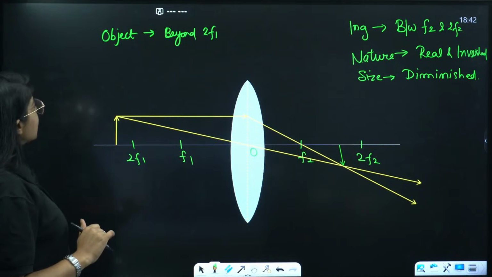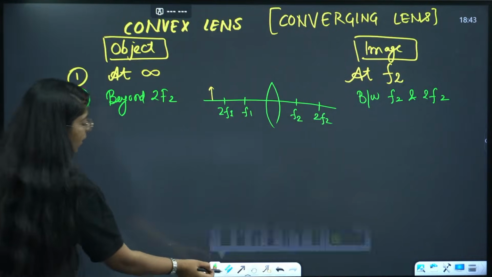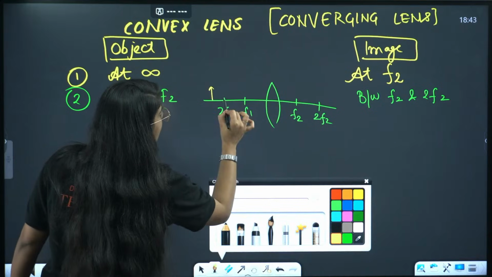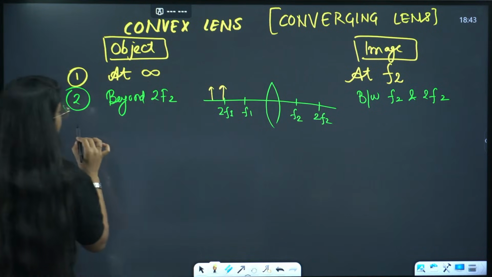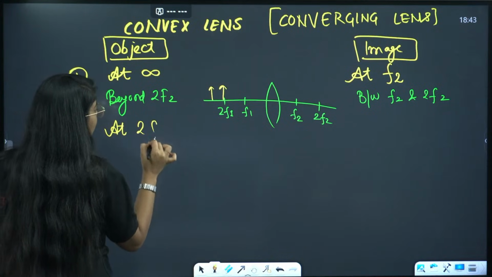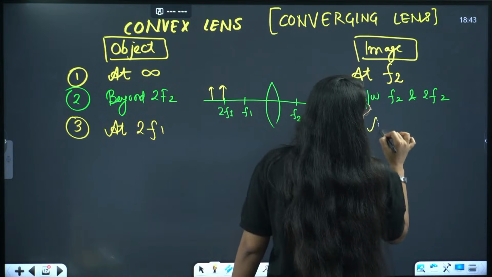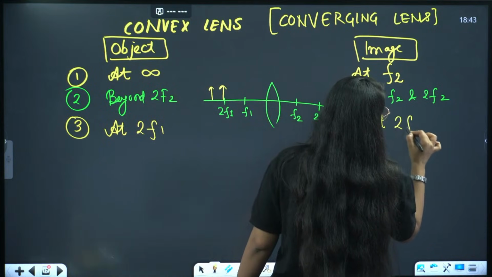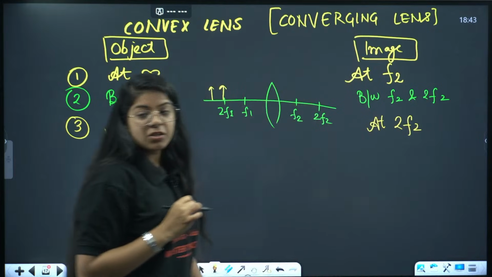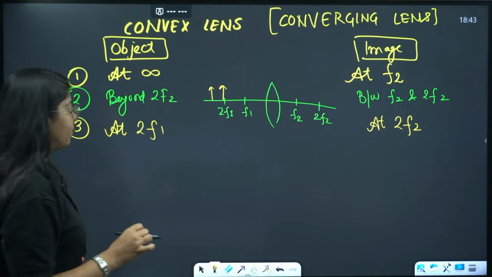Next part is, now the third case, the object is at 2F1. So the image will also be at 2F2. Done? Understood, everyone? The image will also be at 2F2.